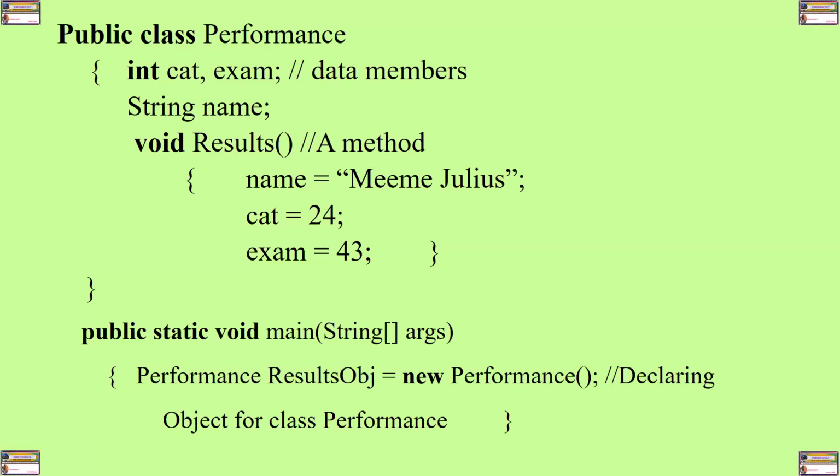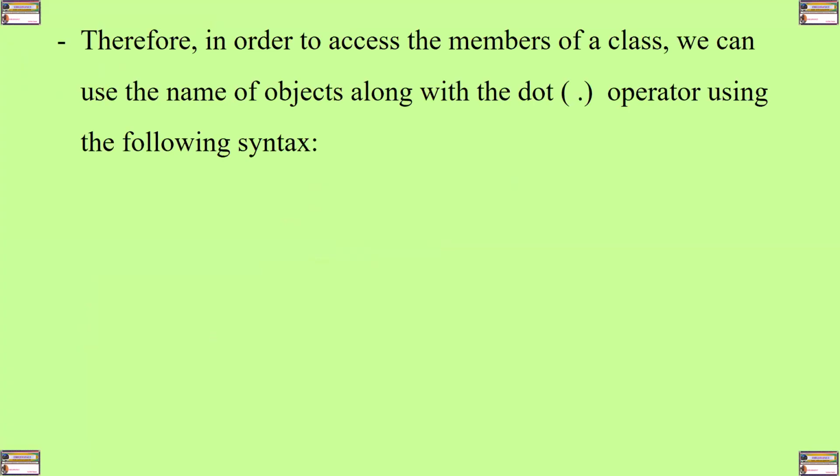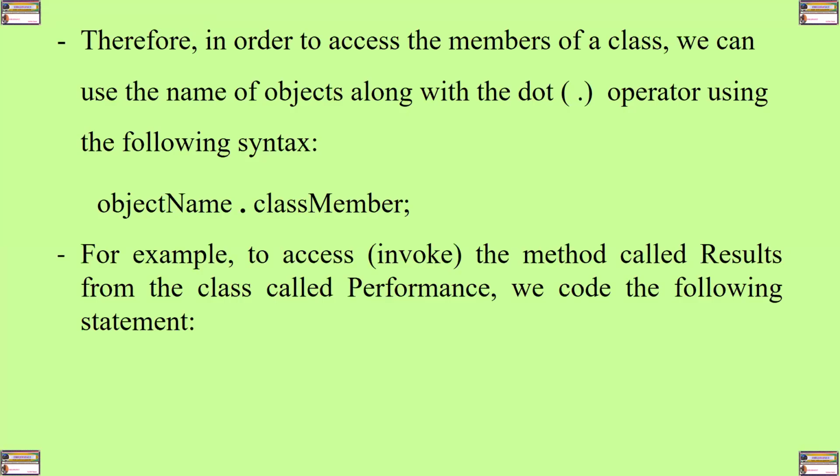And then the definition for it is creating a new object called results object for the class performance. So this declares an object for class performance. Therefore, in order to access the members of a class, we can use the name of objects along with the dot operator using the following syntax. For example, to access a member of the class called performance through the object, you write it as object name dot class member.